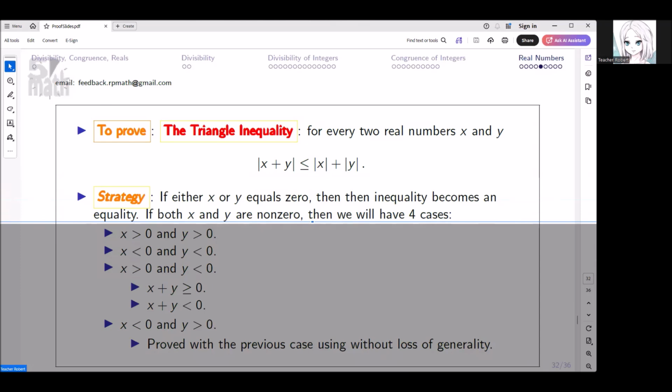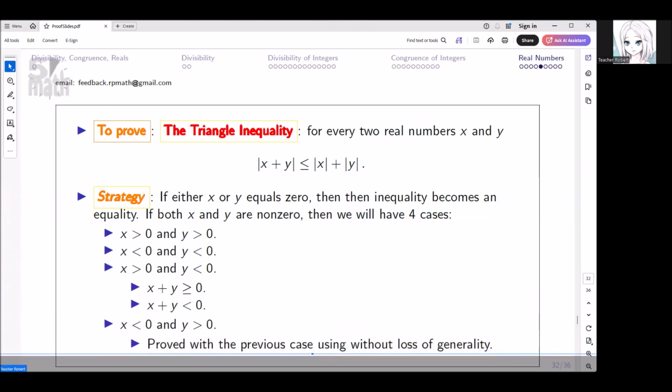Strategy. If either x or y equals 0, then the inequality becomes an equality. If both x and y are non-zero, then we will have 4 cases: x greater than 0 and y greater than 0; x less than 0 and y less than 0; x greater than 0 and y less than 0, with x plus y greater than or equal to 0 or x plus y less than 0; and x less than 0 and y greater than 0, proved with the previous case using without loss of generality.